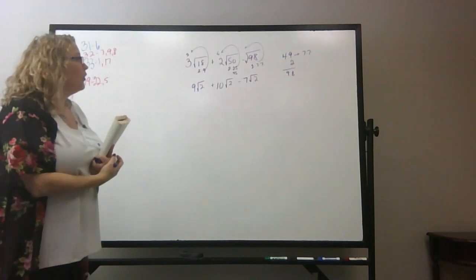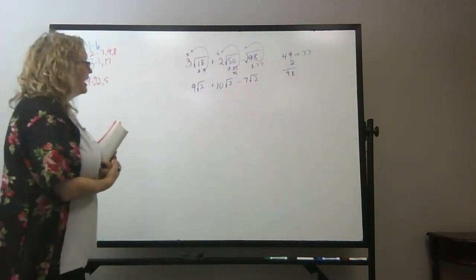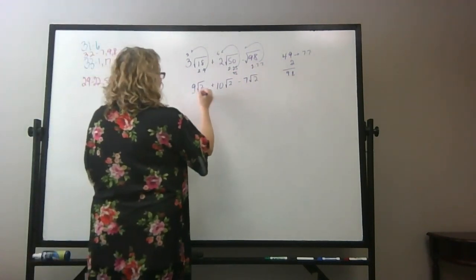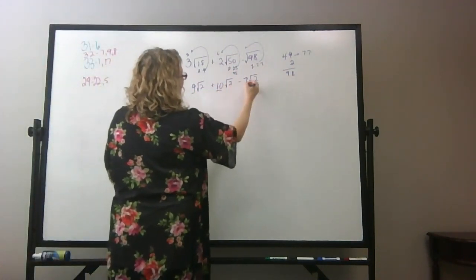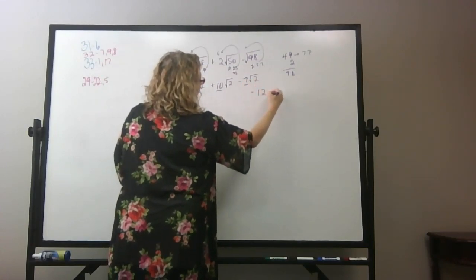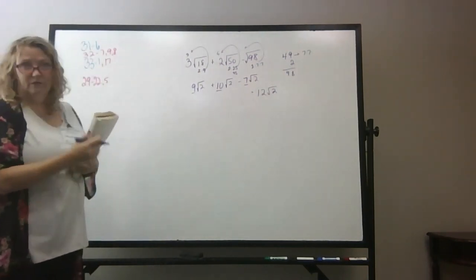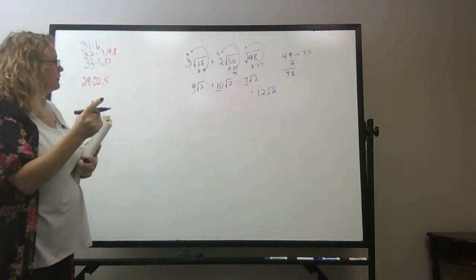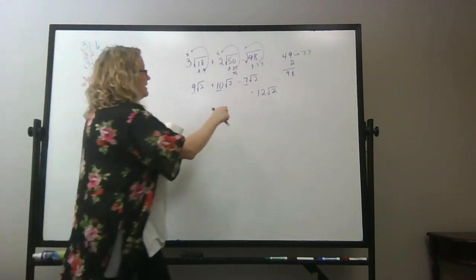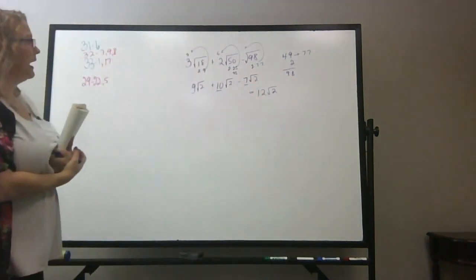Okay, convenient, they all wound up being something times the square root of 2, so I can go ahead and combine those together. So I've got a positive 9, a positive 10, and a negative 7. So that's going to give me 12, the square root of 2. Should this be negative? This is just an equal sign is what I drew. Yeah, yeah.